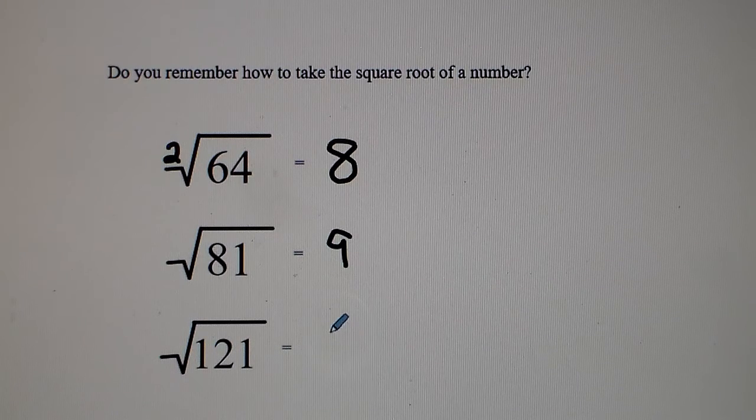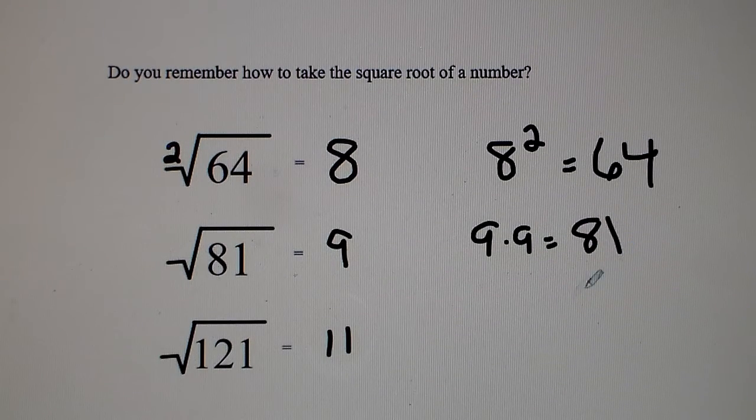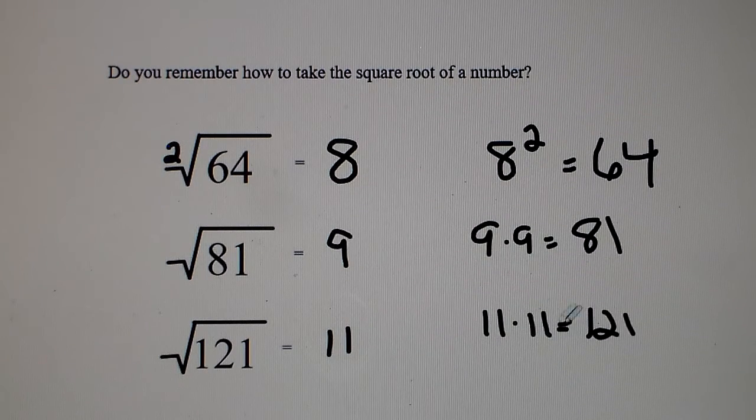Square root of 121 is 11. You can always double check yourself by doing the reverse. 8 squared, meaning 8 times 8, is 64. 9 times 9 is 81. 11 times 11 is 121. So there's two numbers that are multiplied together to get us that number that's underneath the square root.